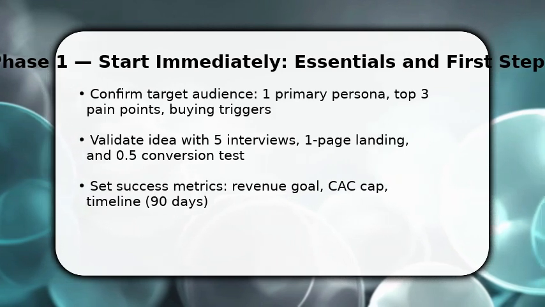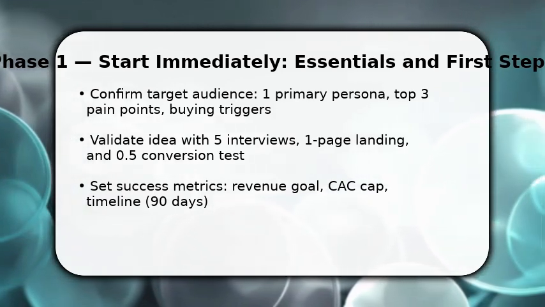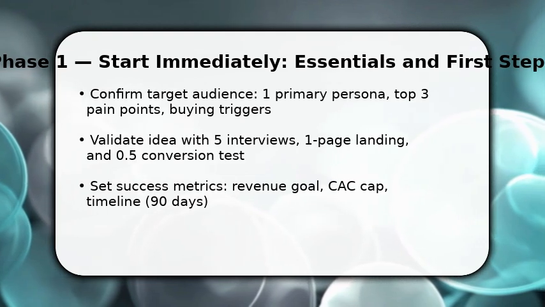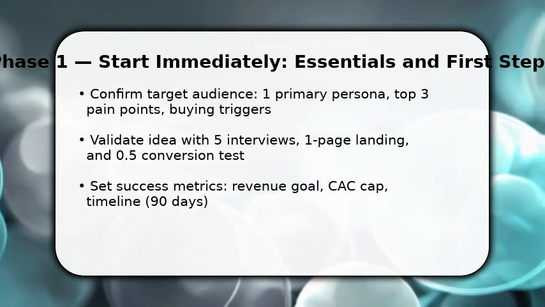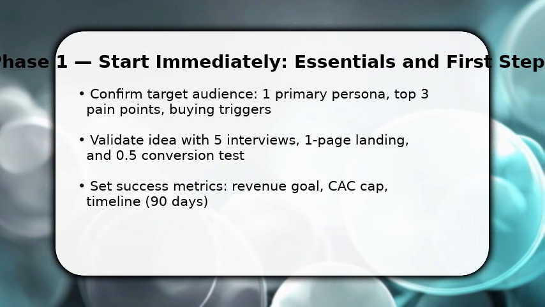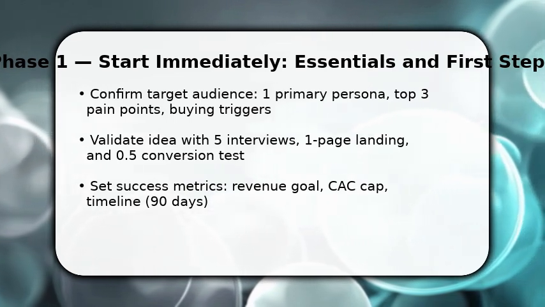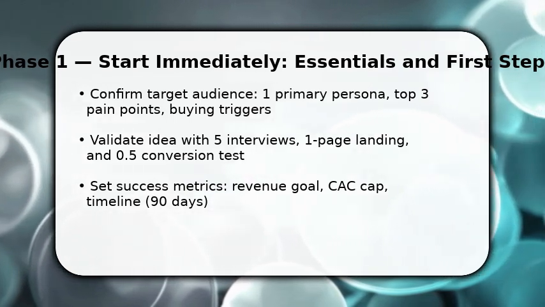Next, set clear success metrics, revenue goal, customer acquisition cost cap, and a 90-day timeline. Make sure to document assumptions. You will invalidate or confirm them fast. This aggressive beginning gets you actionable data instead of guessing.